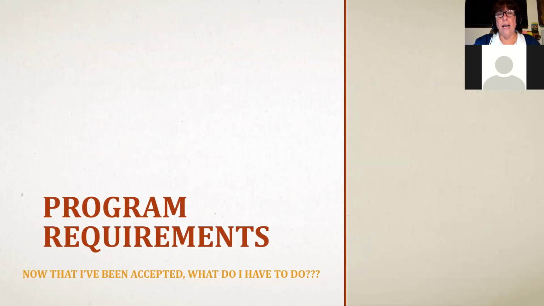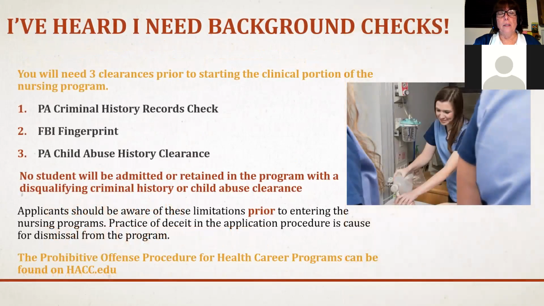Okay, so now you've been accepted. You told us you're coming. Now, what are you going to have to do? Well, you need to complete 3 background checks. We require a Pennsylvania state background, an FBI federal background, and a Pennsylvania child abuse history. And you'll be doing that every year while you're in the program.